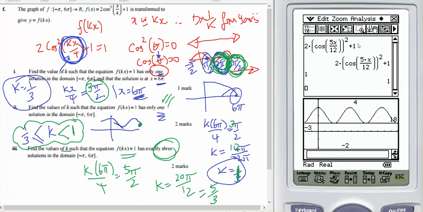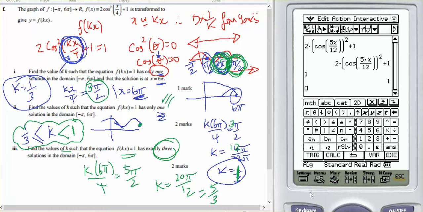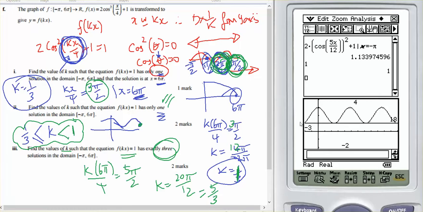So what I'd like to do is, if I make x equal minus pi, does that give me an answer of 1? And no, it doesn't. So that's 1.11. So therefore this one over here is not. So I've got 3 solutions.